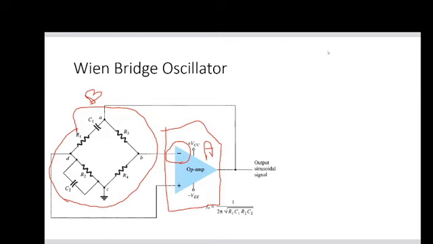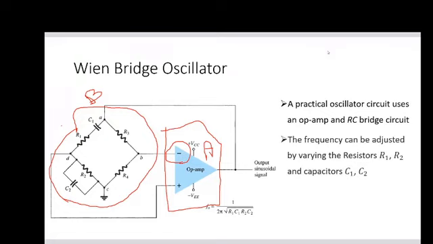We will go to the Wien bridge oscillator operation. The frequency can be adjusted by varying the values of R1, R2. As I said earlier, the frequency of your oscillation is based on the design of your feedback circuit. Design means the values of your R and C, how your R and C values are decided. These R and C values decide the frequency of the oscillations of your oscillator circuit.